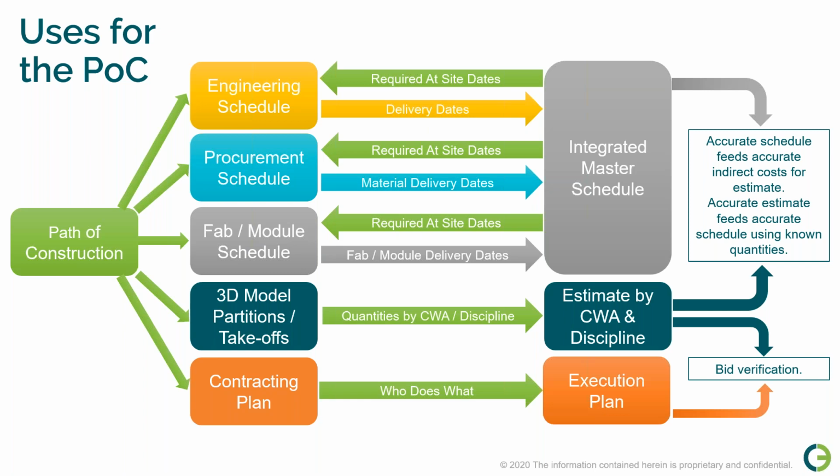Then the secondary elements will link together. For example, the schedule will provide accurate durations which will feed indirect costs for the estimate, and the estimate will feed accurate schedule durations by providing known quantities. Your estimate and execution plan will combine with your CWP breakdown to allow for bid verification of the hours per package. So given all of these uses and interdependencies, the path of construction is the single most important element of advanced work packaging.